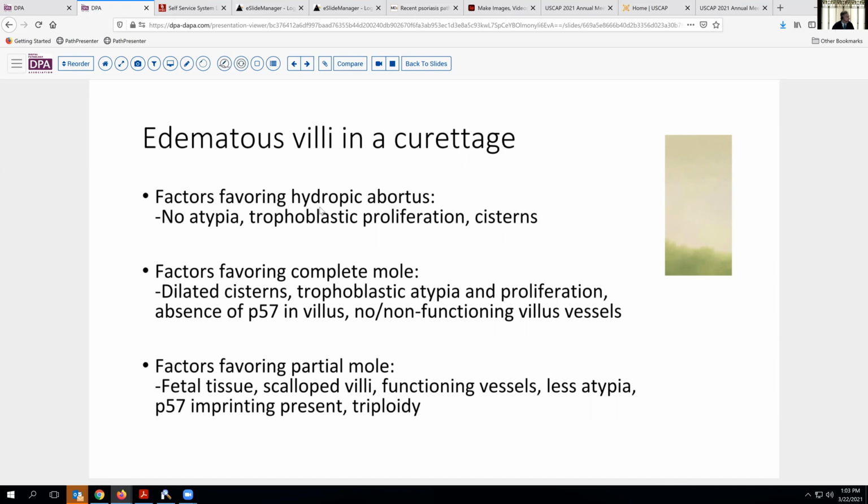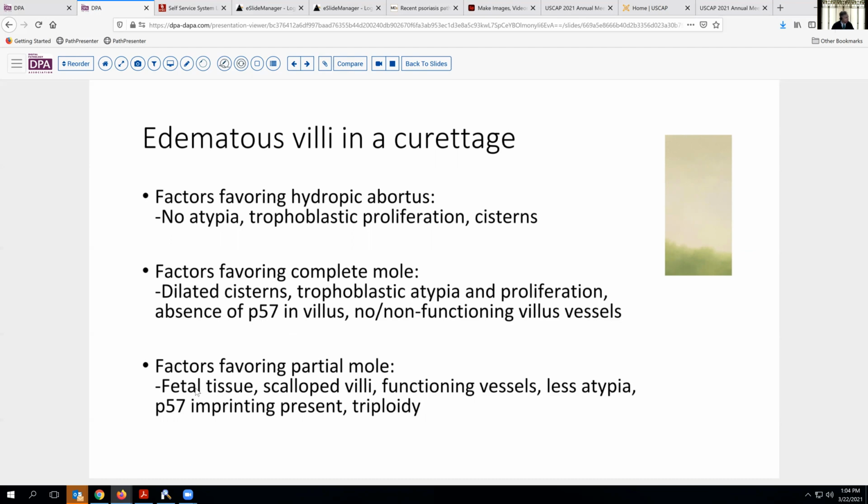In the case of hydropic abortus, there's usually no atypia, there's usually no cisterns, there's usually no trophoblastic proliferation. In the case of a complete mole, you do have cisterns in most cases. You do usually have trophoblastic atypia and some degree of proliferation, which can be florid or relatively mild. And you also have a couple of microscopic features like the absence of functioning villous vessels, and on immunohistochemistry, an absence of p57 staining in the villous stroma and cytotrophoblast.